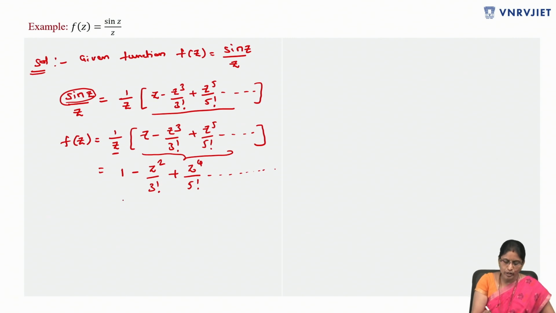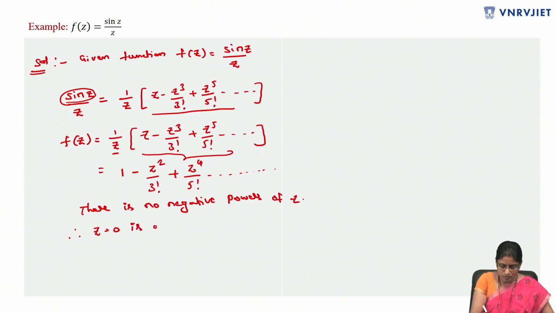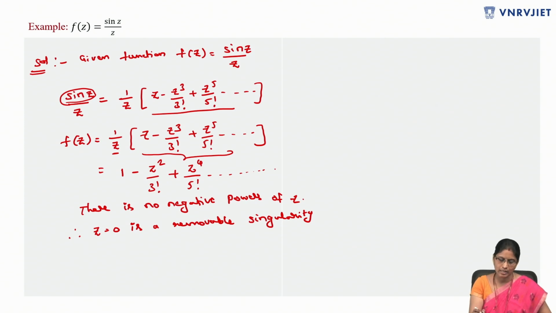Here there are no negative powers of z. Therefore, z = 0 is a removable singularity. So this is the procedure to find the removable singularity.